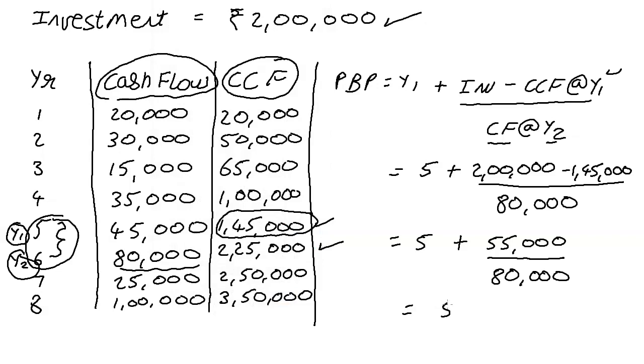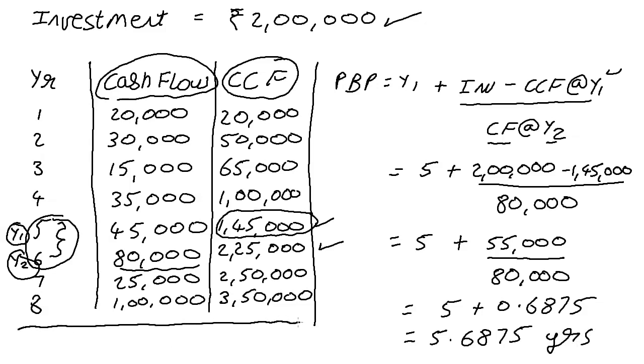So it's going to be 5 plus 0.6875. Let's make sure that's correct. So my final answer is going to be 5.6875 years. Payback period, to be clear, is equal to 5.6875 years.